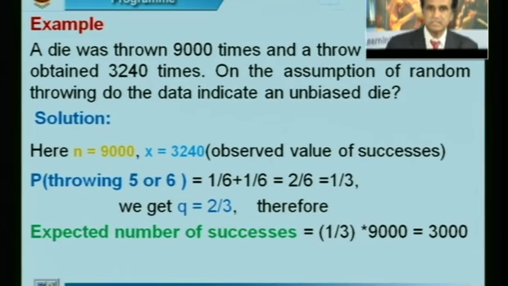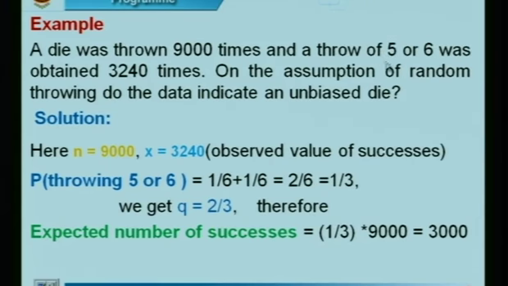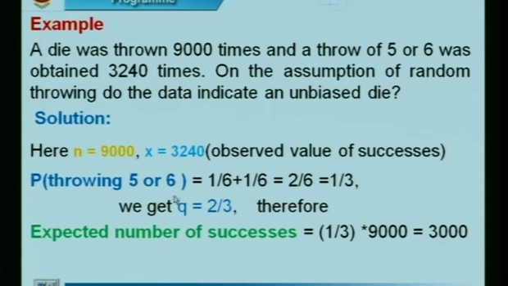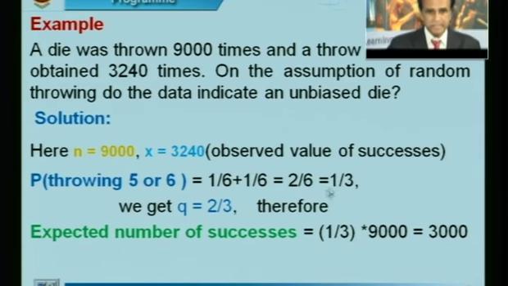What are those successes? We are getting the probability of 5 or 6 on the upper surface out of 9000 times. This is the observed value. Then what we are going to declare in terms of probability, getting 5 or 6 for a single throw of a single die, is 1 by 3.